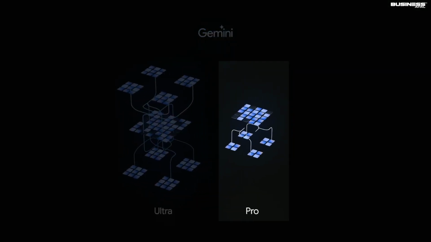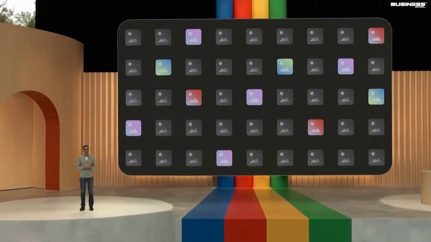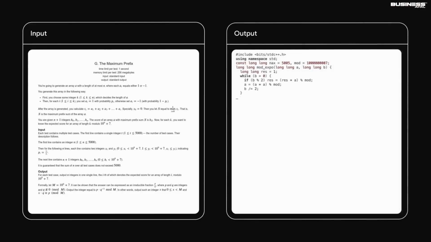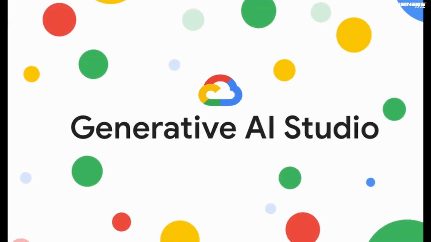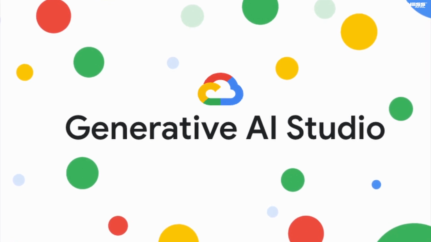Gemini Pro. This variant is optimized for scaling across a wide range of tasks and serves as the foundational support for Bard. It's currently running on Google's data centers and is available for developers and enterprise customers via the Gemini API in Google AI Studio or Google Cloud Vertex AI.